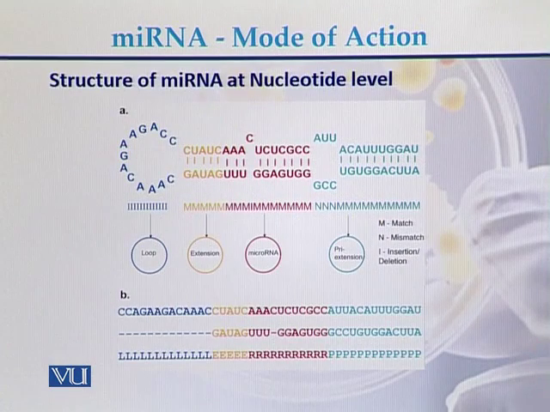This is the structure of miRNA at nucleotide level. There are different regions. This region is called the loop. This is the extension, microRNA, and pre-extension region. So these are different regions of the miRNA at nucleotide level, and these are the nucleotide sequences of a typical miRNA.